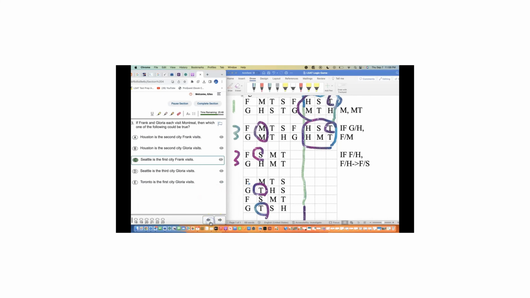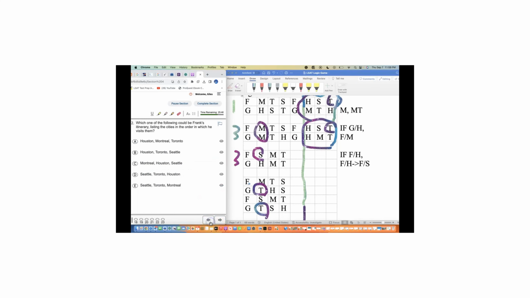Let's make sure we got all the answers. Okay, here's one that we left out. Which of the following could be Frank listing interiors in order in which we visit them? Now, let's use the rules we have. Alright, Mount Rose, Toronto's. It has to go Mount Rose, Toronto's. It can't, so that one goes out the window. It can't go in that order as well. If Frank visits Houston, he has to visit Seattle. So it can't be going in that order. Here we go, that's okay. And that's okay.